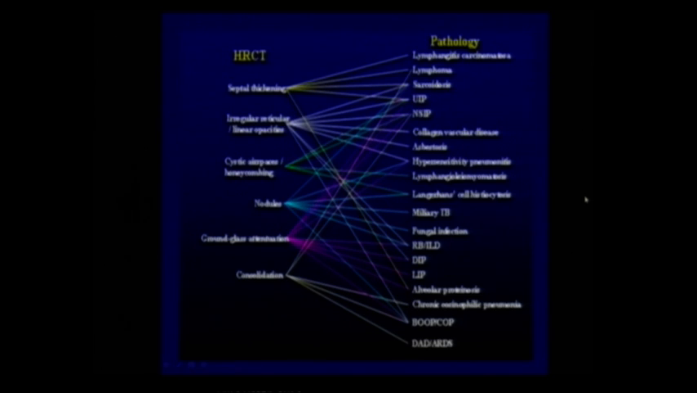For example, you can get septal thickening in different diseases, you can get nodules in different diseases, you can get cystic air spaces and honeycombing in different diseases, and ground glass attenuation you find in most of them. Then how do you go about the whole thing? That is where the HRCT comes in.